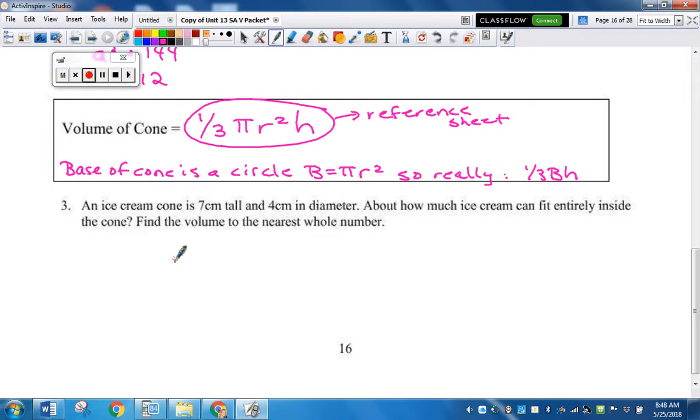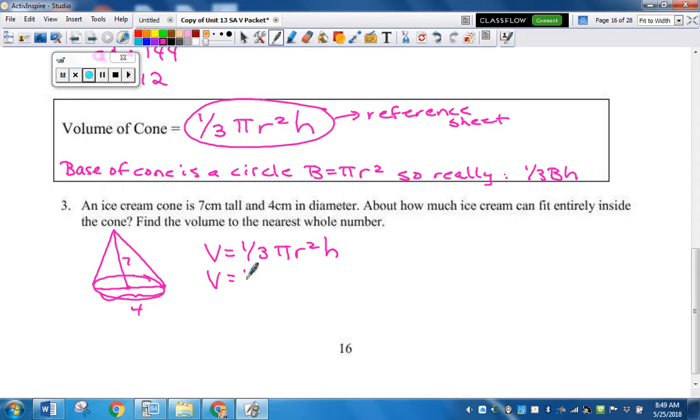All right, so an ice cream cone is 7 centimeters tall and 4 centimeters in diameter. About how much ice cream can fit entirely inside the cone? Find the volume to the nearest whole number. All right, so again, we'll use the one from the reference sheet. Volume equals 1/3 pi r squared h. So volume equals 1/3 pi. My r would be 2 because my diameter is 4. So r would be 2 squared, and the height of my cone is 7.